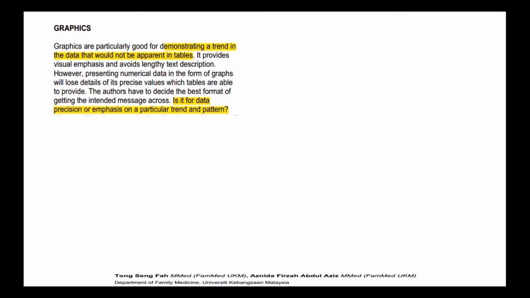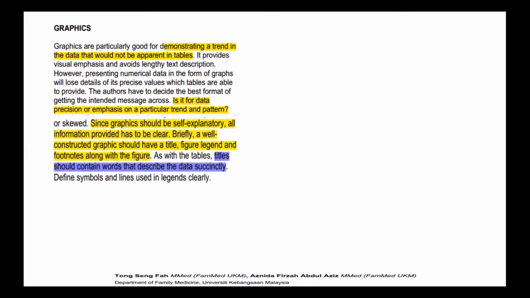However, presenting numerical data in the form of graphs sometimes may lose the details on its precise values or precision. Hence, the onus lies on the author or the researcher to sincerely ask themselves whether the data that is supposed to be presented emphasizes precision or a particular trend or pattern. When this answer is honestly provided, it will inform the decision as to whether to present the data set in a graphical form or in a table.